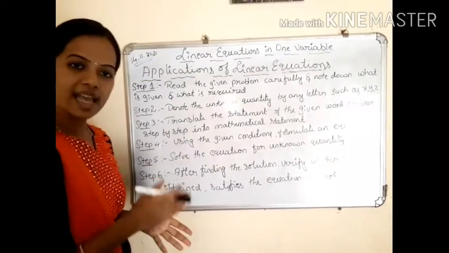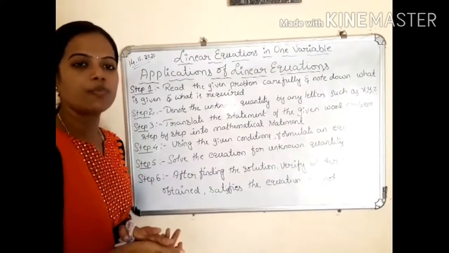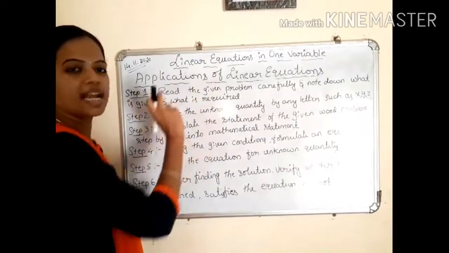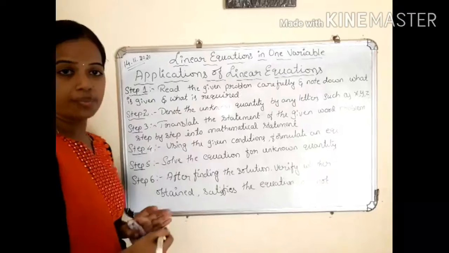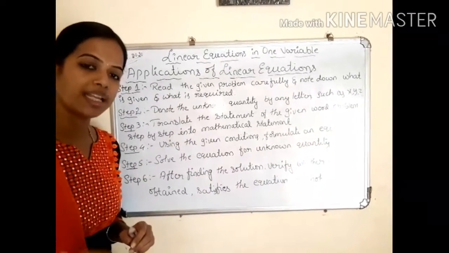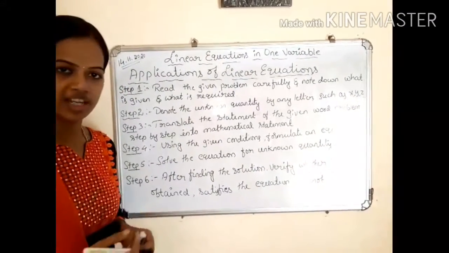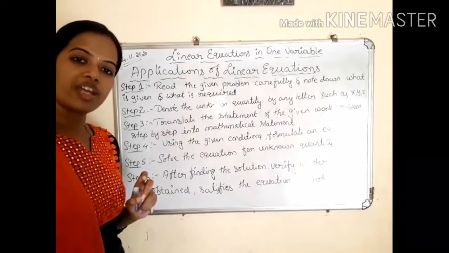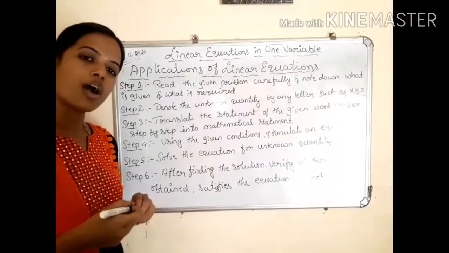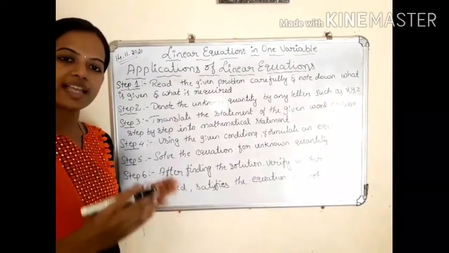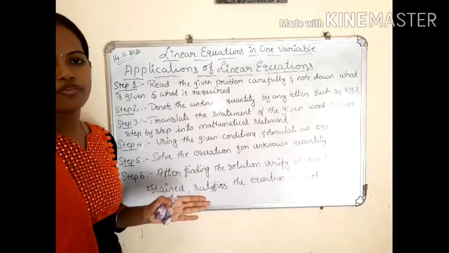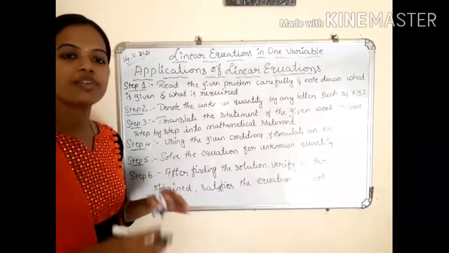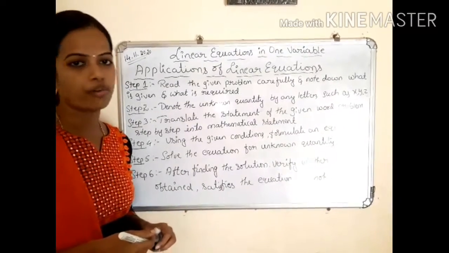After getting the x value or y value, the variable value, you have to check whether the given problem is satisfied or not. The verification part is left for you. In examination, there is no need to write the verification part for the word problems. You can do the verification in rough work, or if you are perfect in finding the x value, there is no need to go for the verification part. If you follow up to 5 steps, you will get the solution for the given word problem.